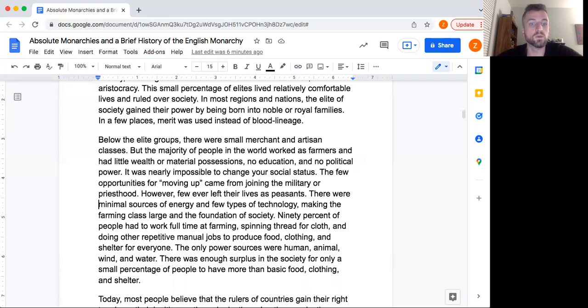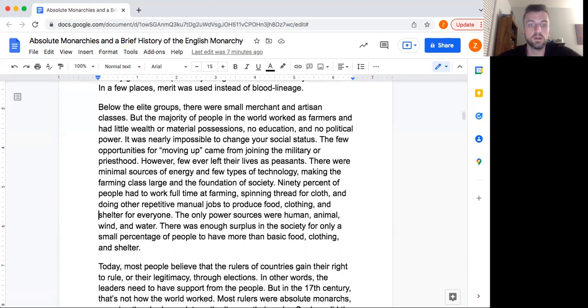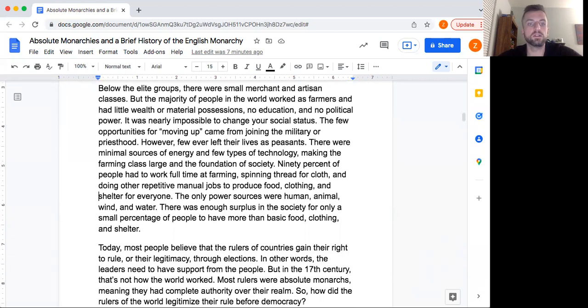There were minimal sources of energy and few types of technology, making the farming class large and the foundation of society. 90% of people had to work full time at farming, spinning thread for cloth, and doing other repetitive manual jobs to produce food, clothing, and shelter for everyone. The only power sources were human, animal, wind, and water. There was enough surplus in the society for only a small percentage of people to have more than basic food, clothing, and shelter.